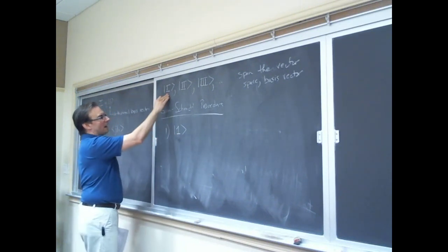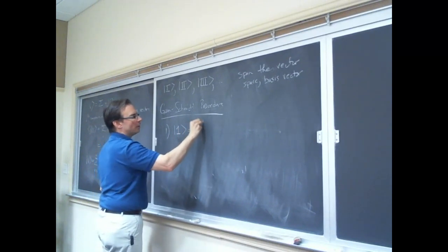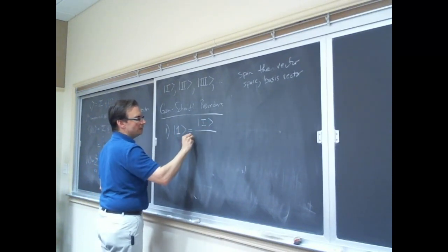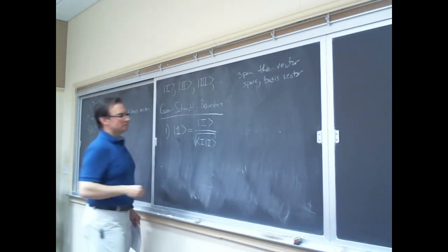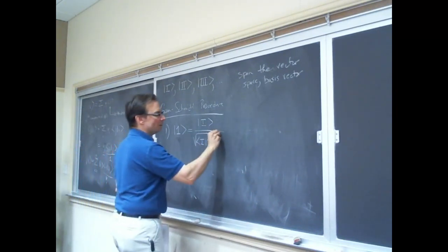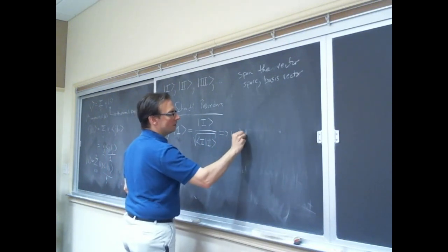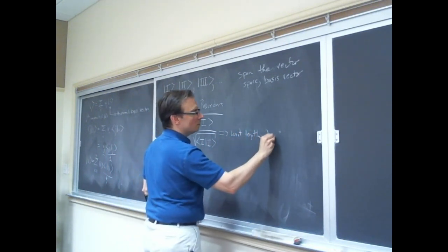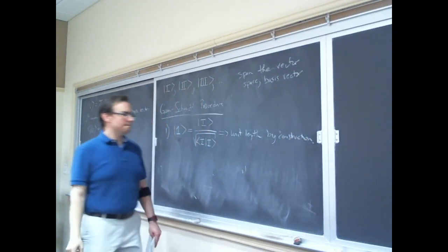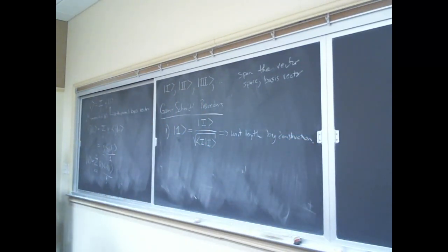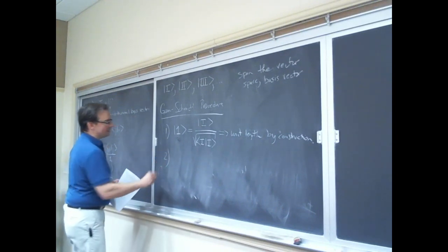And to get that, we can just do what I showed you before. We can take I, and we can divide it by its length. And this, by construction, is unit length. Okay? That's the easy step. The second step is slightly harder.